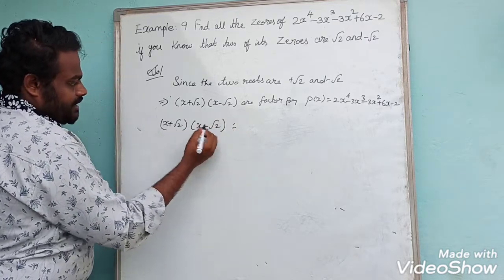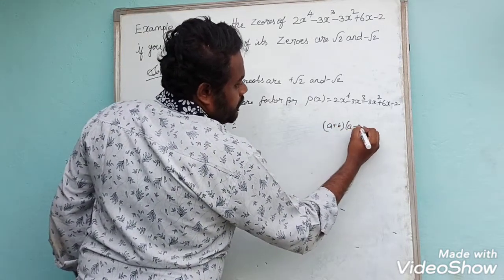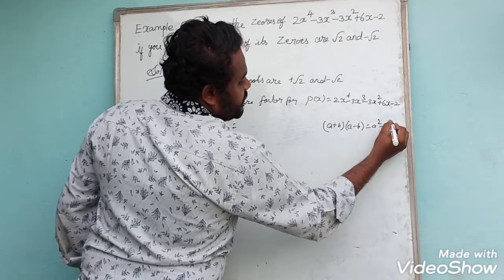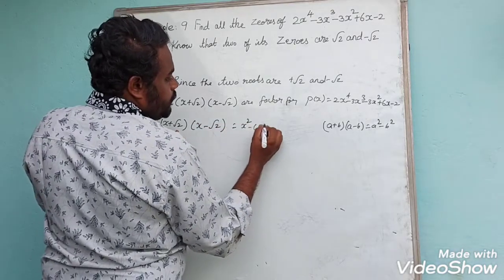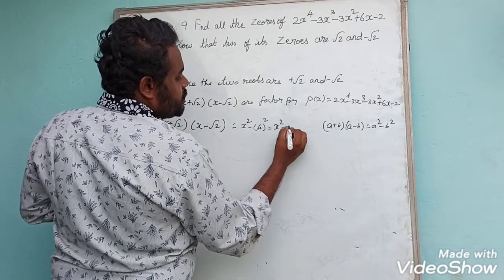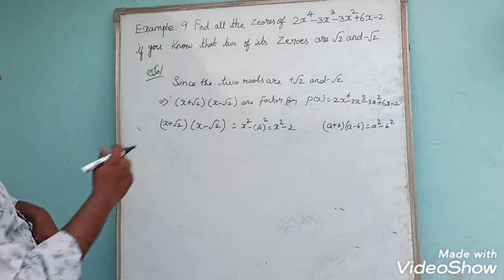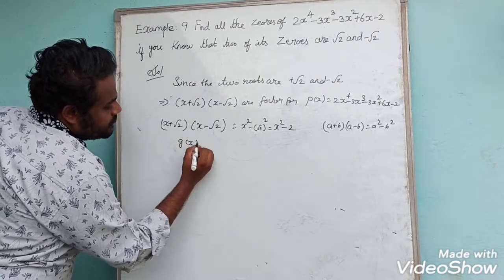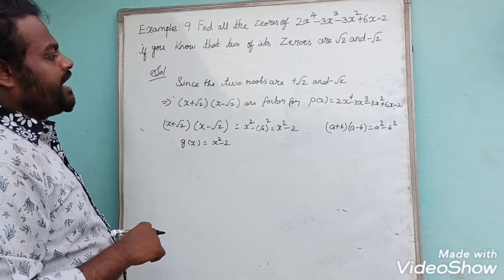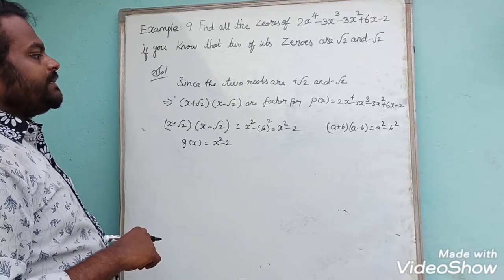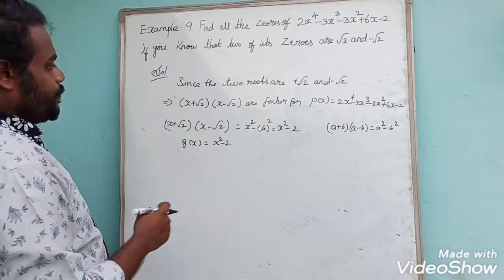So (x + √2)(x - √2). Using the formula (a + b)(a - b) = a^2 - b^2, we get x^2 - (√2)^2, which is equal to x^2 - 2. We take x^2 - 2 as g(x). So we have to divide 2x^4 - 3x^3 - 3x^2 + 6x - 2 by x^2 - 2 to find the other two zeros.